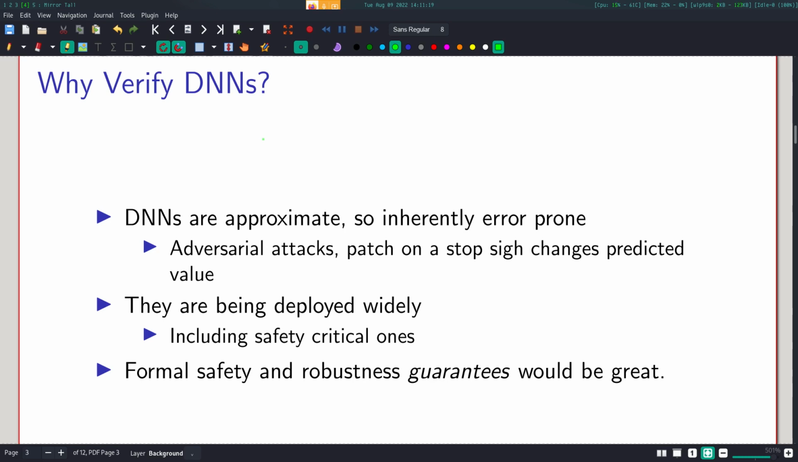So there is no guarantees. What you end up training is something that is ultimately approximate, right? And that means that inherently there is some error proneness to our neural networks, and this is very easily demonstrated using the adversarial attacks.